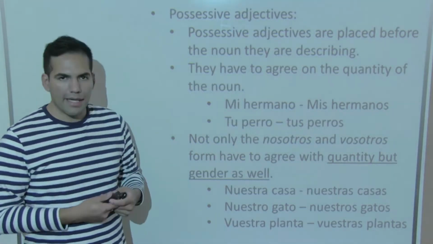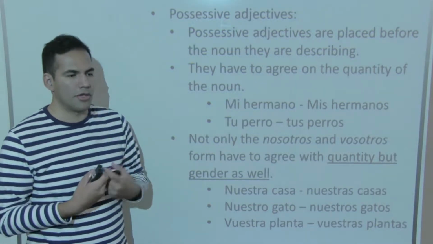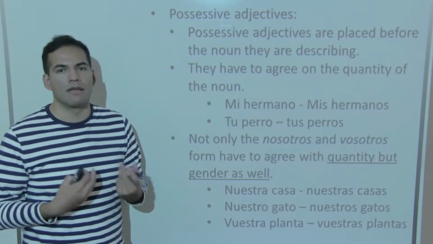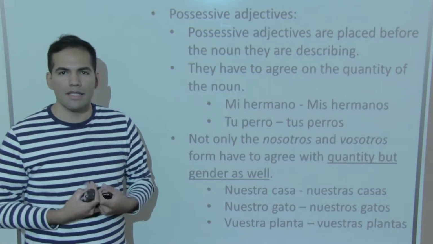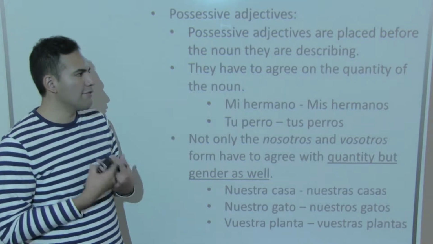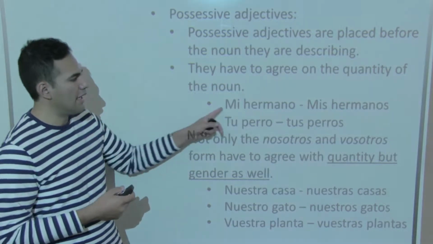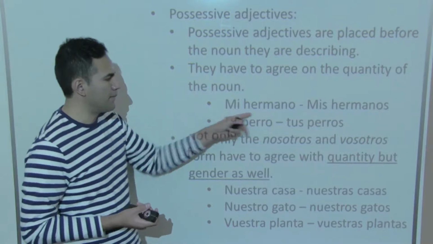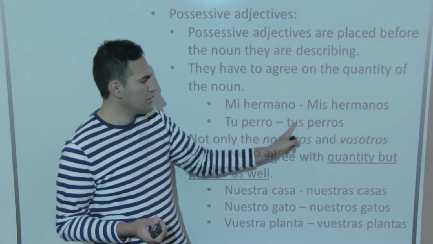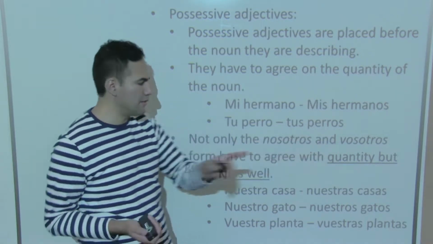Possessive adjectives are placed before the noun they're describing. So, for example, if you want to say my brother, we say mi hermano. So it's the same principle as in English. The second principle is they have to agree on the quantity of the noun, and we talked a little bit about that. Mi hermano, mis hermanos. Tu perro, tus perros, right? We make it plural because the noun is plural.